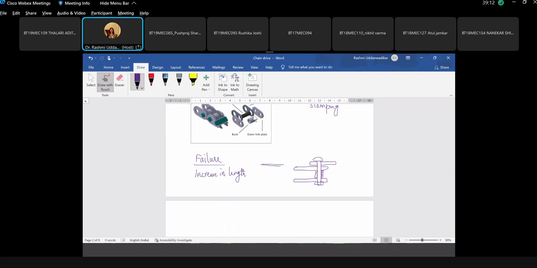The reason is the factor of safety is very high. It's of the order of 10, 11, 12. So for whatever amount of loading, this is not going to fail. But because of overloading, this pin, which is continuously moving, will undergo wear, will undergo fatigue, and if the lubrication is not proper, it will undergo reduction in diameter. So this pin will become thinner and thinner.